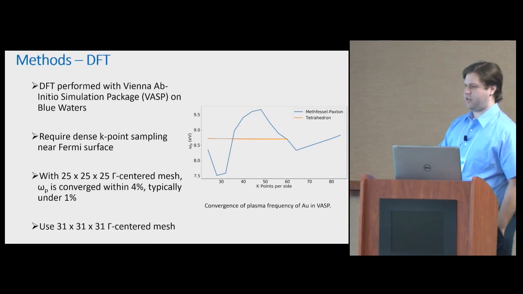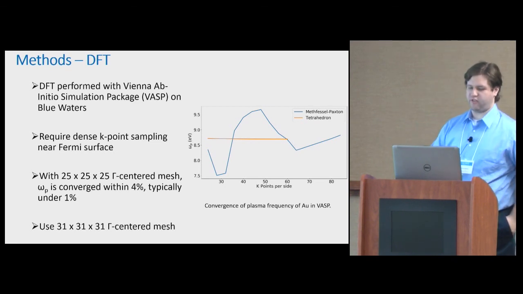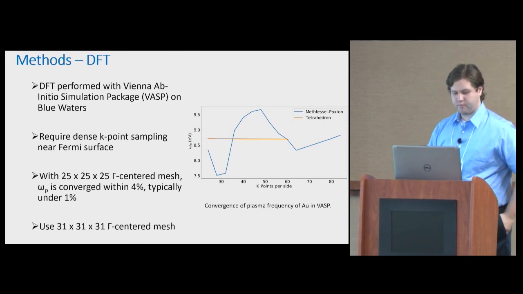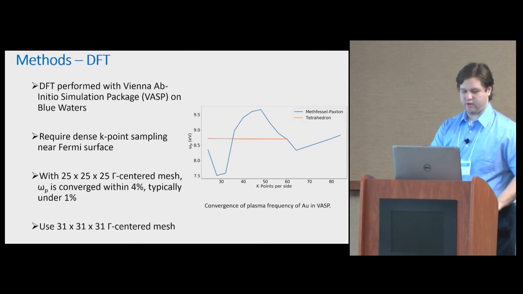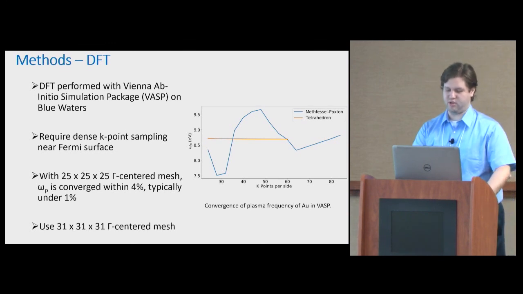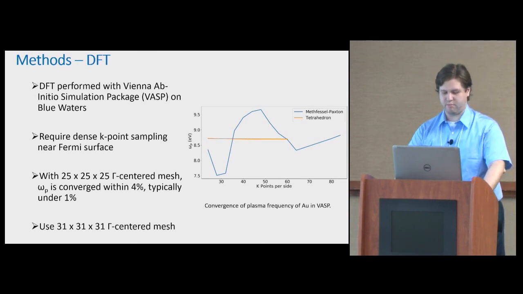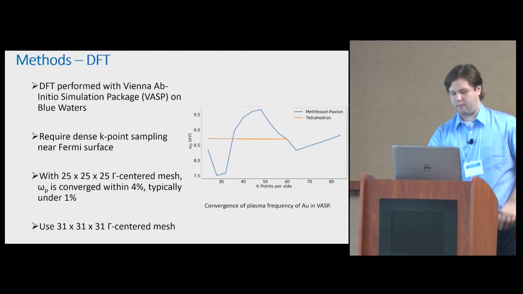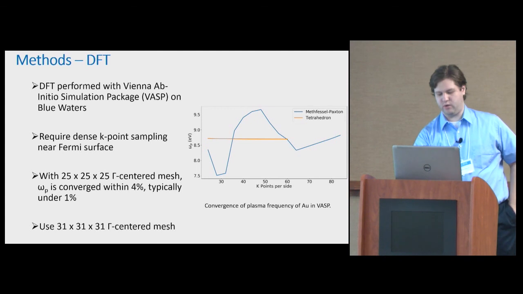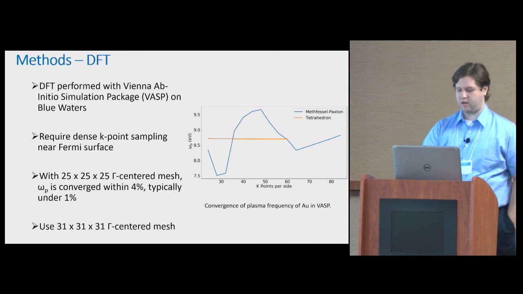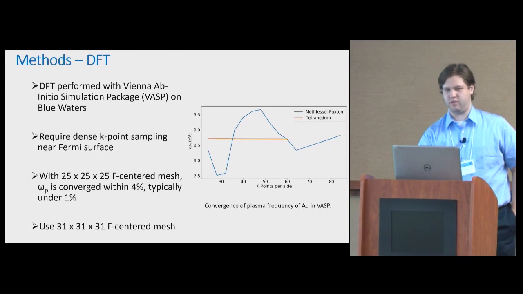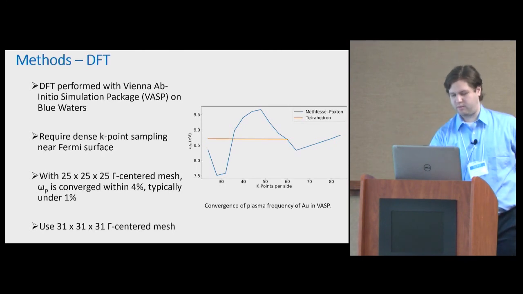Now, since we're interested in properties that occur right at the Fermi level, that means we have to have very dense k-point sampling. So what we found is with a 25 cubed gamma-centered mesh, omega p, the plasma frequency, is typically converged within about 4%, but to be safe, we'll use a 31 cubed gamma-centered mesh, which is found to be sufficiently converged using the tetrahedron integration method.